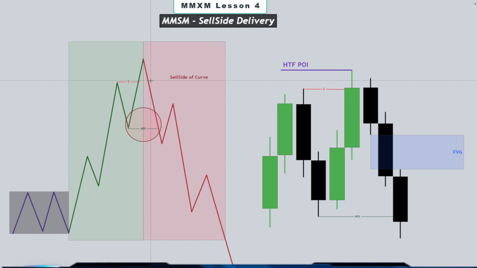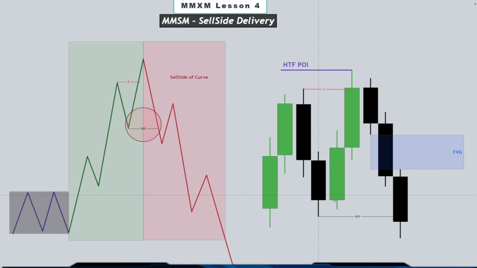After the change in state of delivery or the first entry pattern, we then have the break in market structure or market structure shift. So when price runs below the sell side liquidity of the second stage of reaccumulation, we can confirm our market structure shift as long as we get that fair value gap.